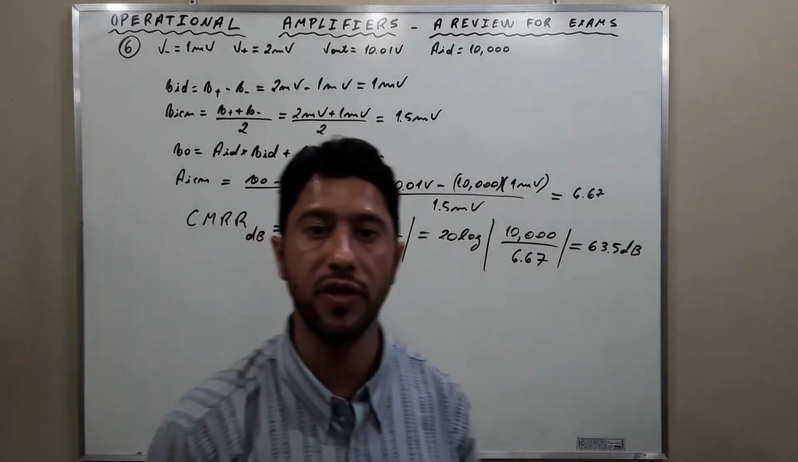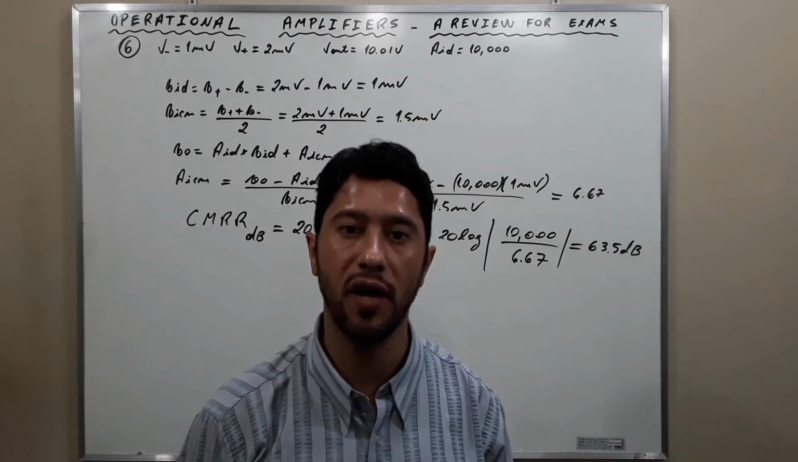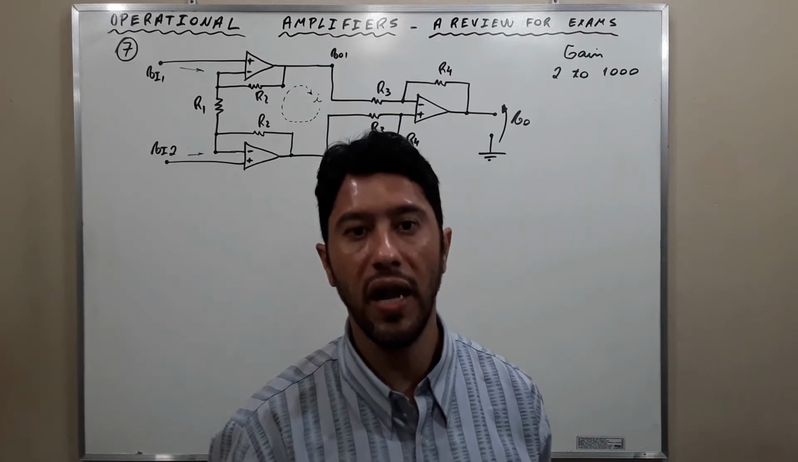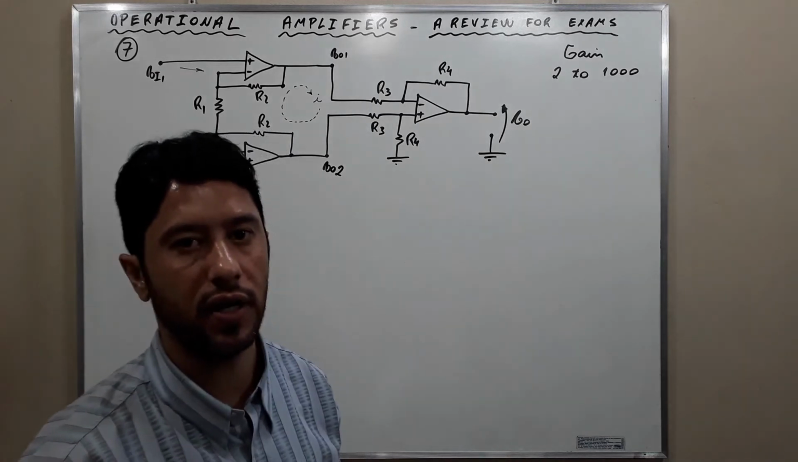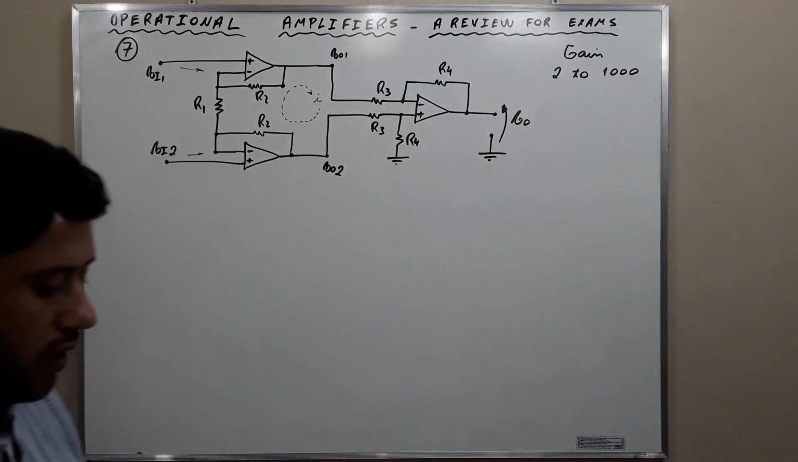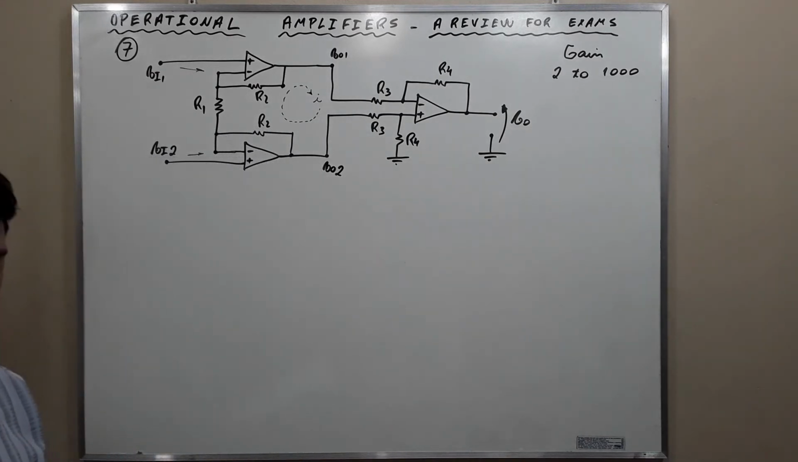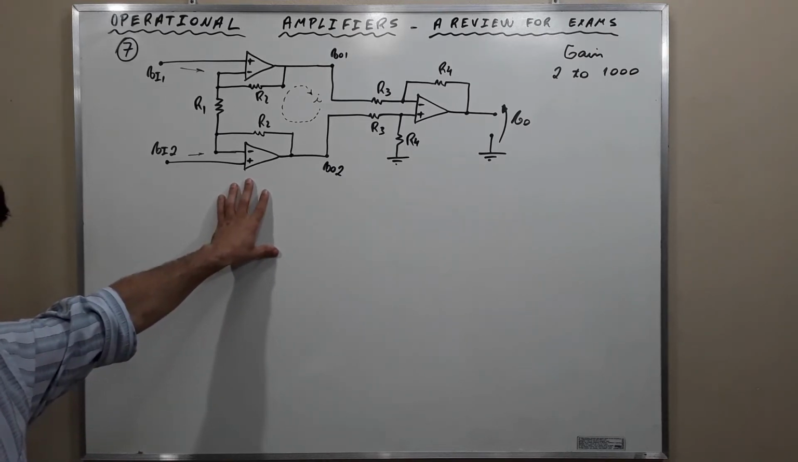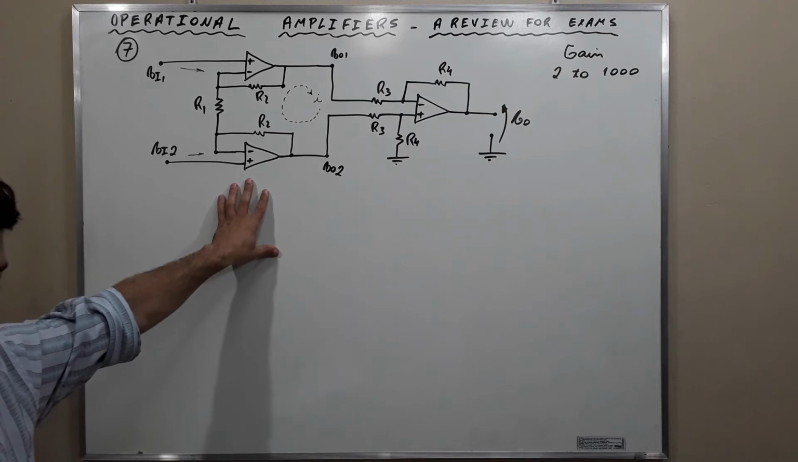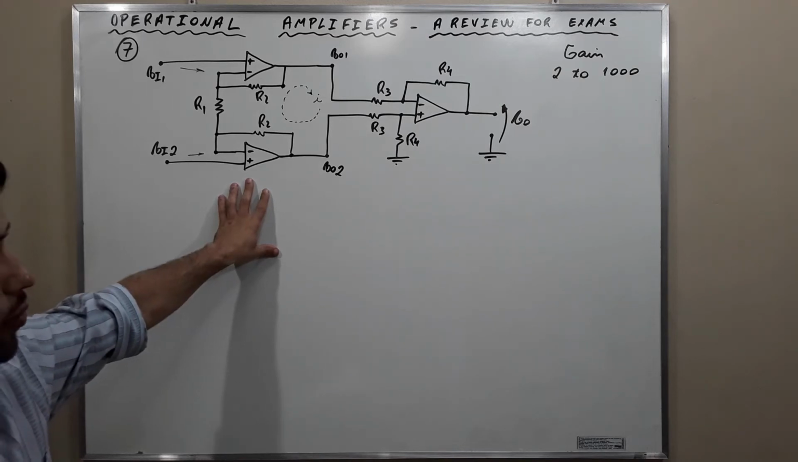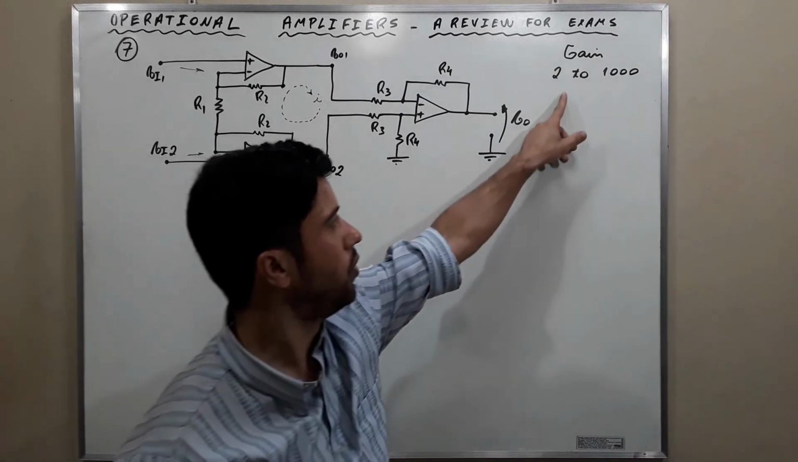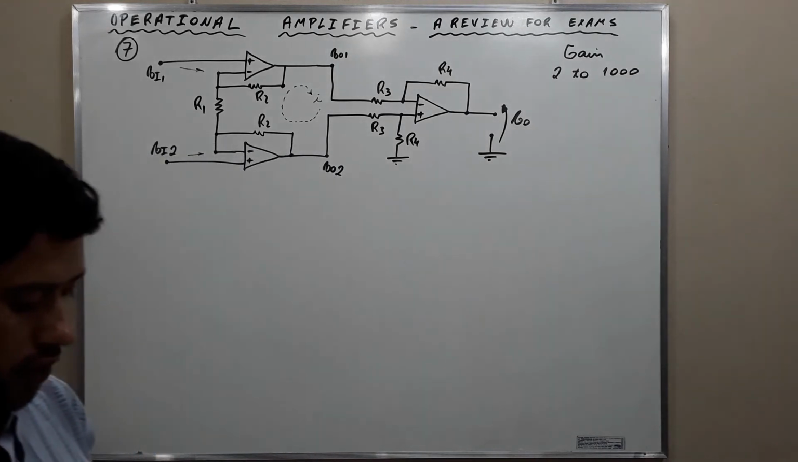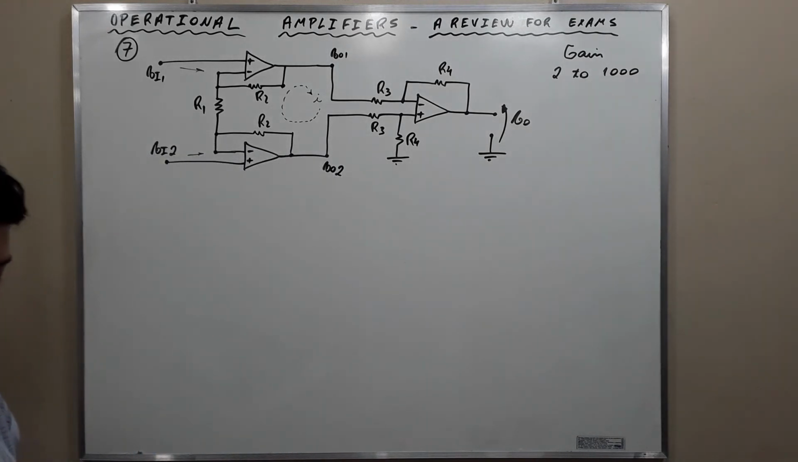Let's go to the last exercise, exercise number 7. Design the instrumentation amplifier of the figure to provide a gain that can be varied over the range of 2 to 1,000, utilizing a 100 kilo ohms variable resistance. Okay?